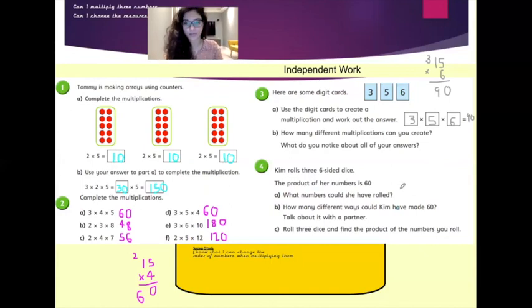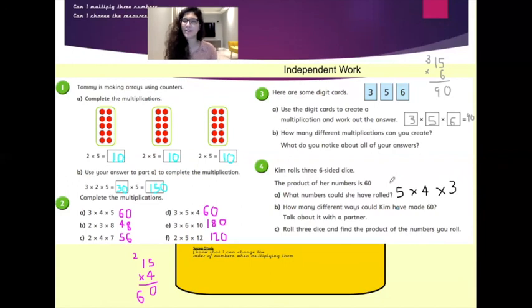I've got one combination. Maybe on one dice she rolled a 5. Maybe on the other dice she rolled a 4. And maybe on the last dice, the final one, she rolled a 3. Now the way to test this is by multiplying and working it out. So what's 5 times 4? 20. What's 20 times 3? 60. So these 3 numbers, when you multiply them together, you get the number 60. So that's maybe one way that she got her number 60.